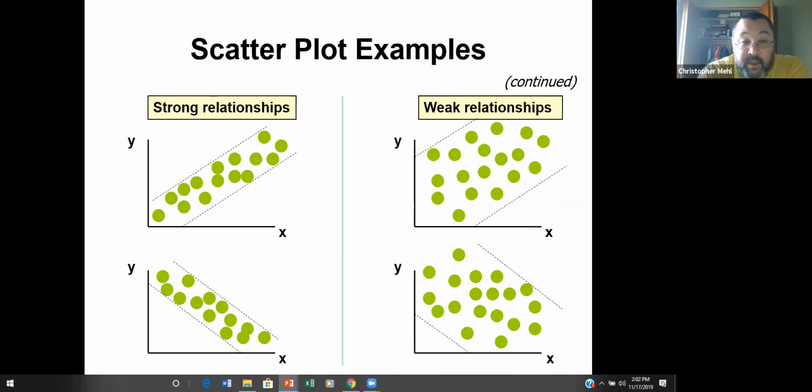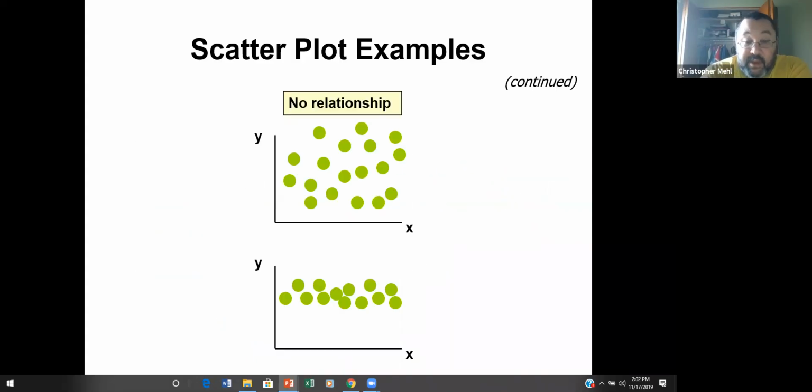Scatter plots will also tell you whether you have strong relationships or weak relationships. Examples of the strong relationships are on the left, weaker relationships on the right. And here's an example where you might have no relationship between these two variables. Now, a word of warning.